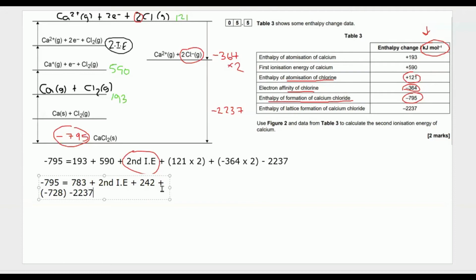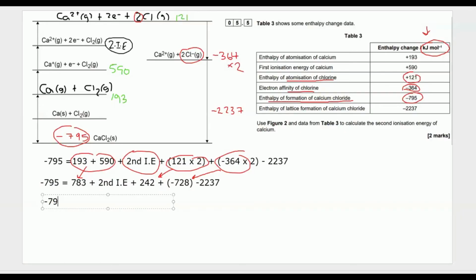I've circled that in red on the table, the data table. And so all we need to do, and minus 2237, is now simplify to work out what the second ionization energy is. So I'm going to add together all the positives to make 783, 193 plus 590. I'm going to multiply minus 364 by 2 and 121 by 2. And then we're going to simplify that out each time.